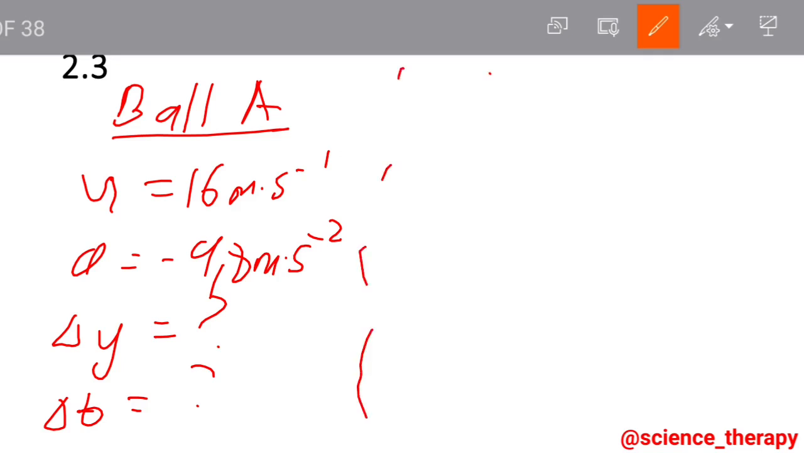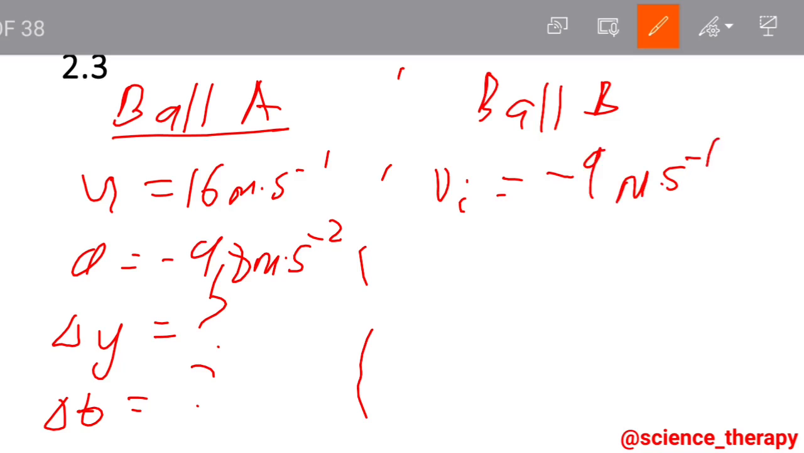Then let's go to ball B. For ball B, we are given VI, but remember, ball B is moving downward, which is against the motion that we chose as positive, right? So that means it's negative 9 meters per second. Our acceleration, however, does not change because this depends on what side we chose as positive. So we chose upward as positive. That means our acceleration will forever be negative 9.8 meters per second squared, right?